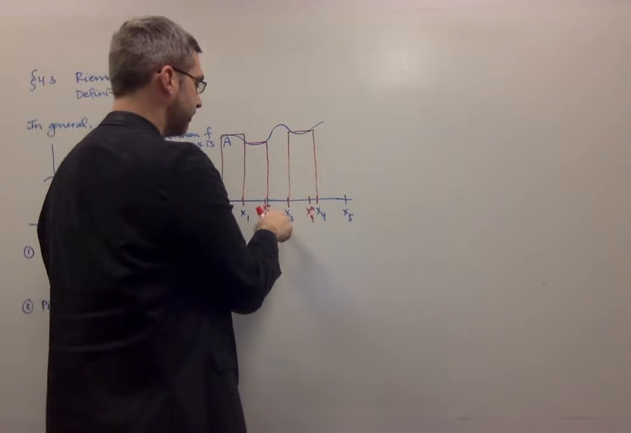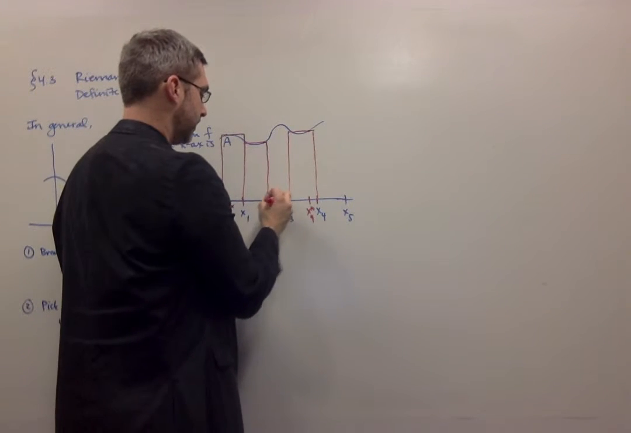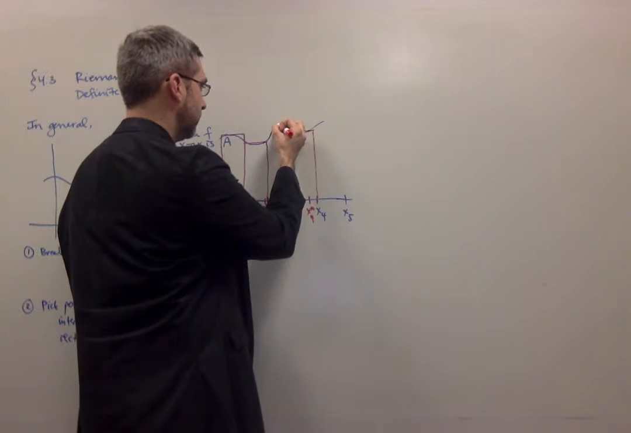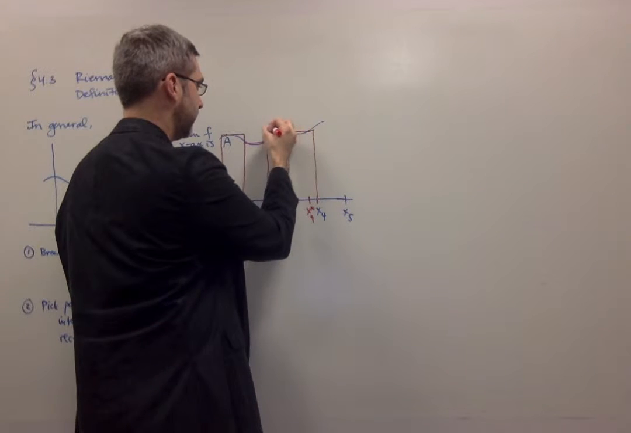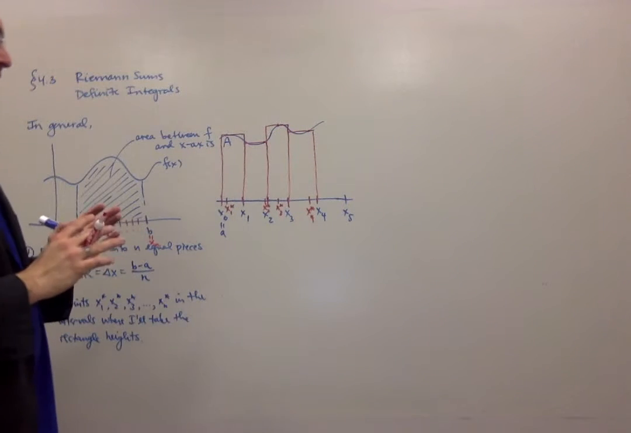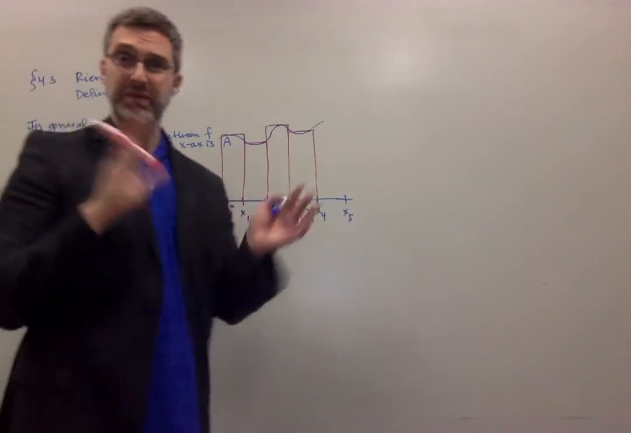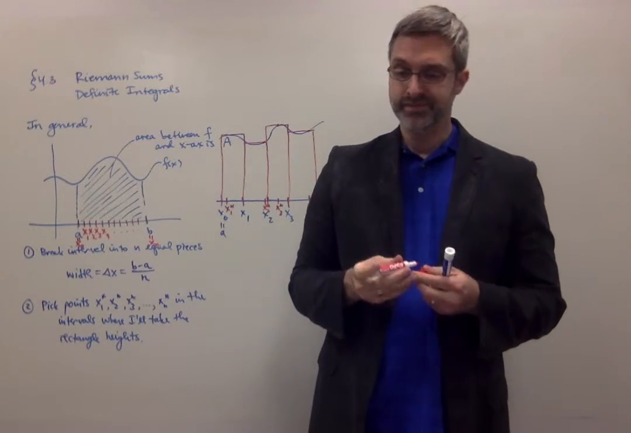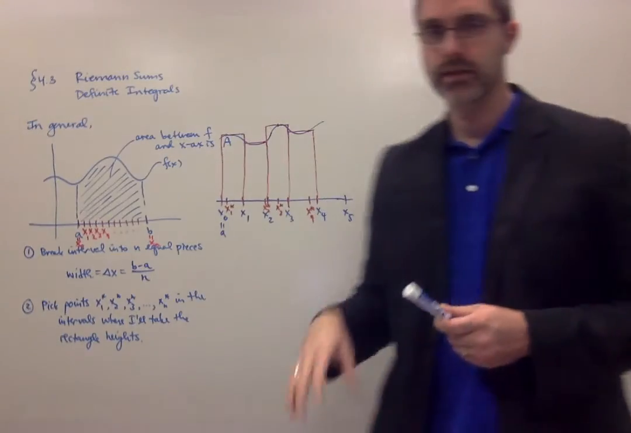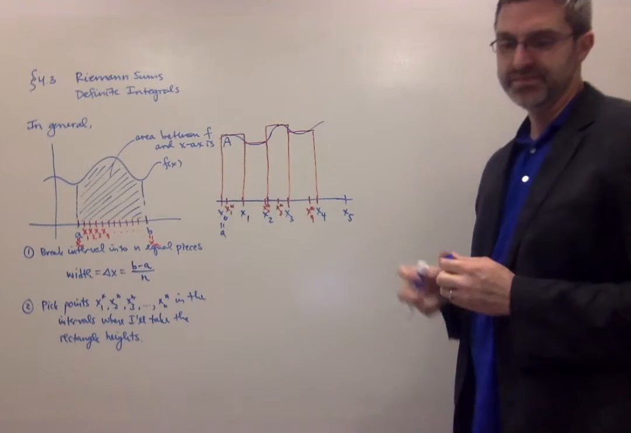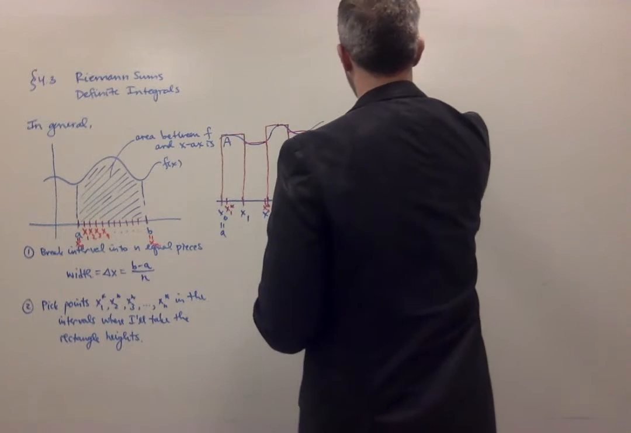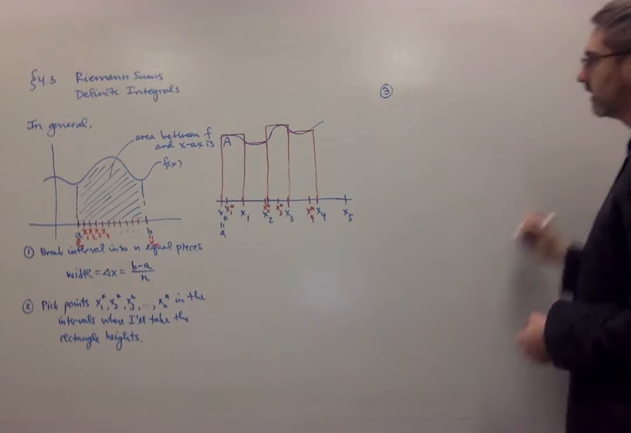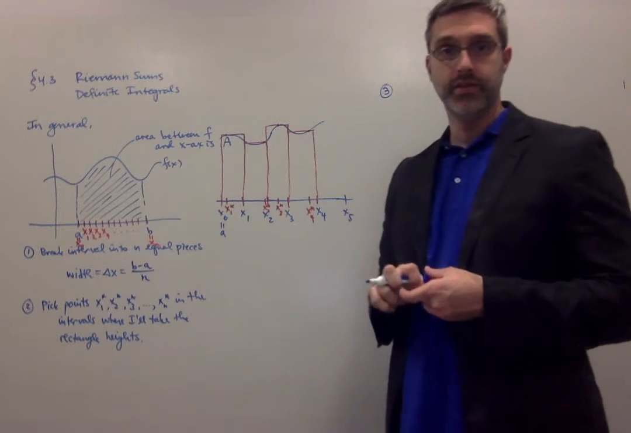And for this third interval, right here, I'm going to pick x3 star. Let's just pick it to be right in the middle. Okay, so then I'm going to take the height right there. So the point is, you could pick right endpoints, you could pick left endpoints, you could just pick random points in how this generally works. Okay? Got it? All right. So now our next step is going to be to add up the areas of the rectangles.